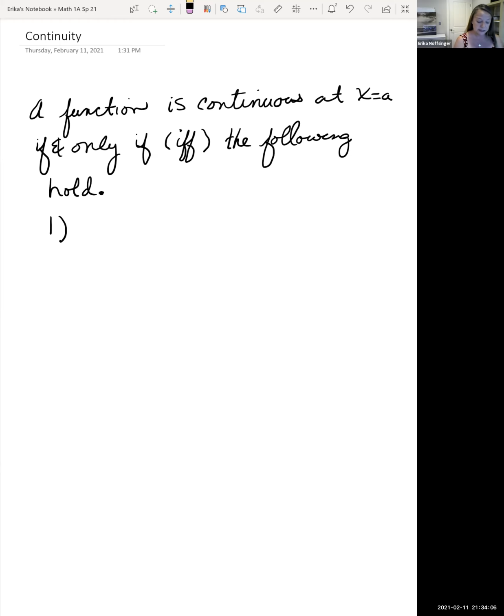So it actually has to exist at x equals a. So f of a exists. Recall, we saw that we could have a limit at x equals a even if f of a didn't exist. We could be approaching the same y value, but in order for it to be continuous, it has to exist. The limit as x approaches a of f of x has to exist.